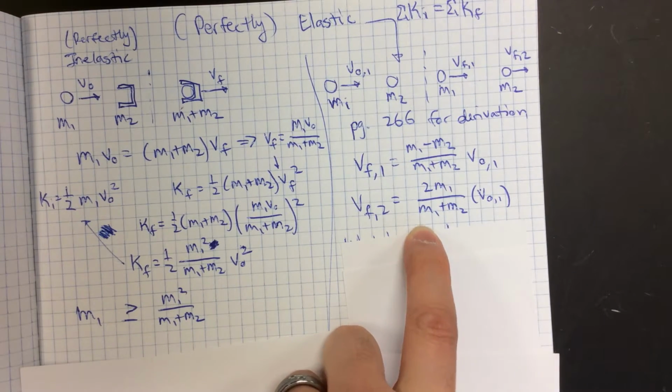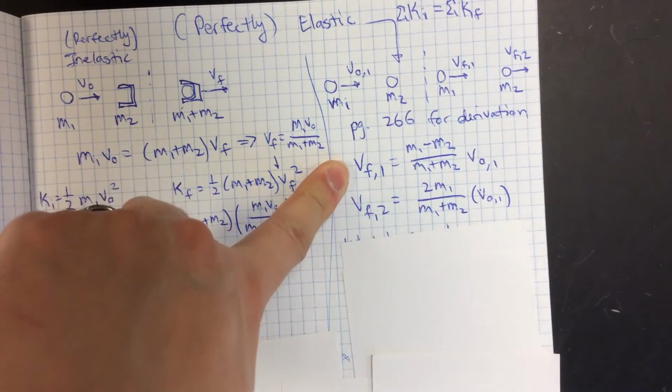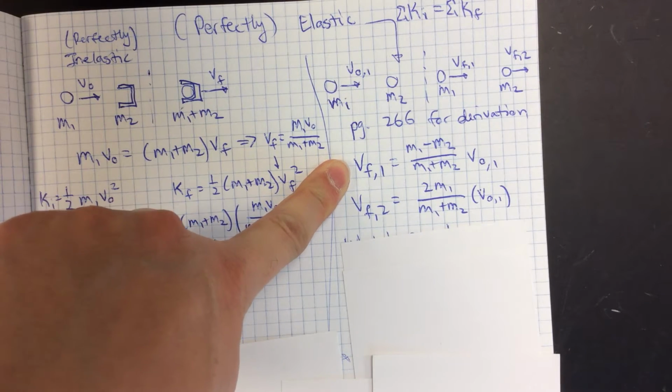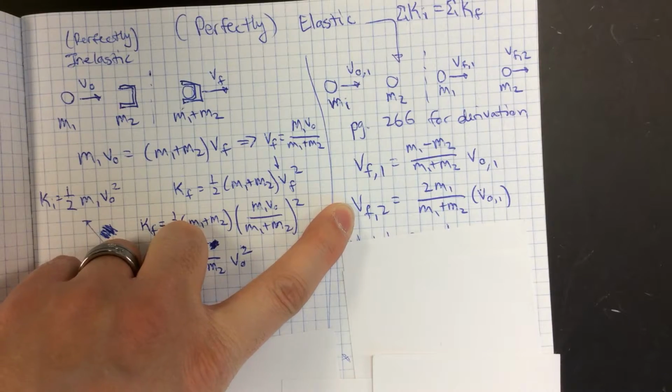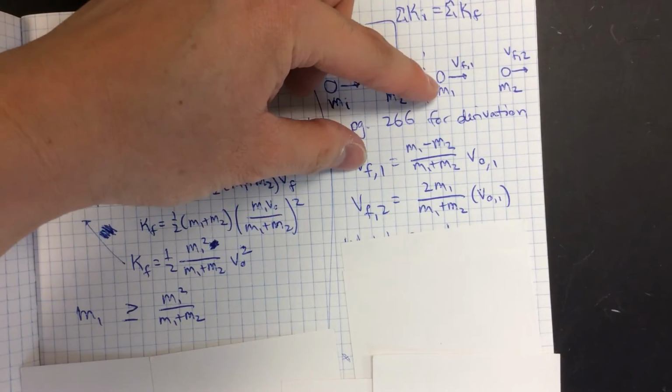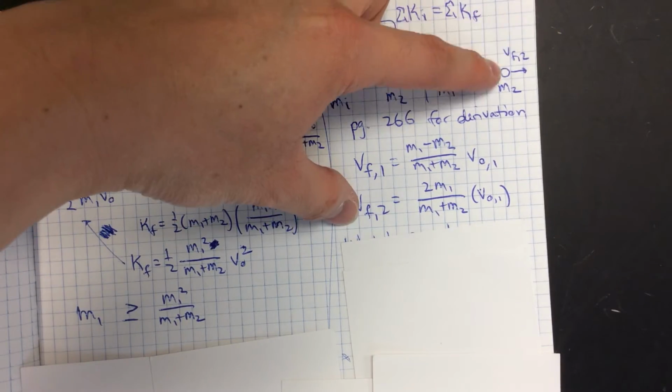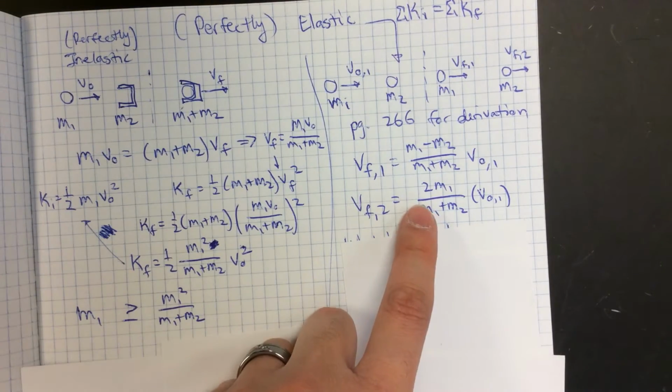So I want to make sure you understand what you're looking at here. This is the velocity of the first object after collision. This is the velocity of the second object after collision. So this is for that guy, and then this is for that guy. Right? This guy for that guy.